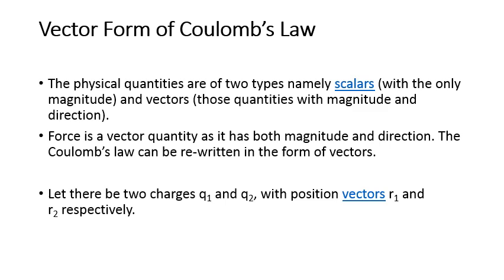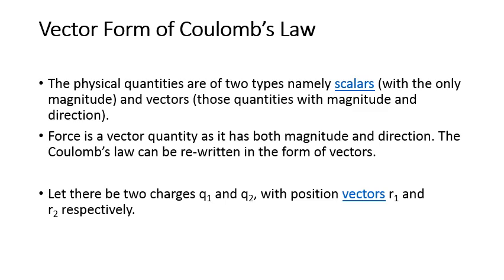Now the physical quantities are of two types, scalars and vectors. And we know the force is a vector quantity, so we can also write the vector form of this Coulomb's law. Vectors have both magnitude and direction, whereas scalars have only magnitude.